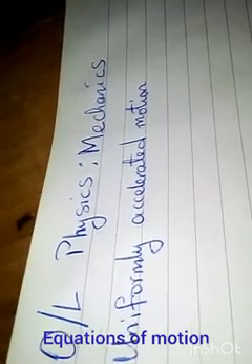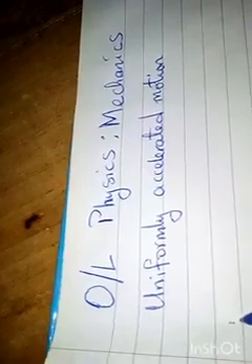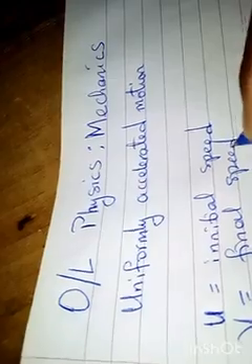All right, to begin with, there are some appellations in as much as we begin to talk about the laws or Newton's law of uniformly accelerated motion. Some of these appellations include U. U stands for initial speed or initial velocity. We have V, which stands for the final speed or the final velocity.